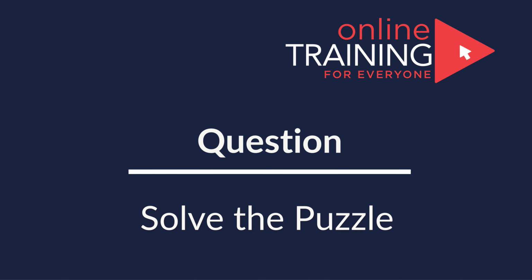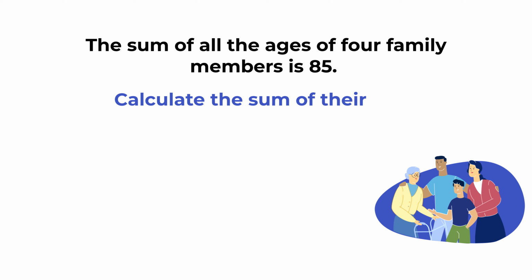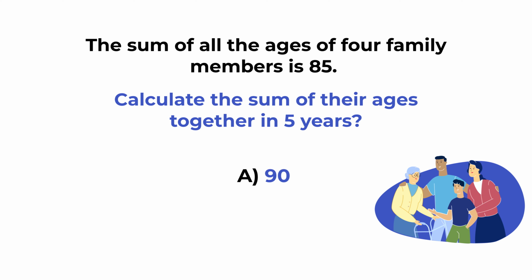Here's the puzzling question that you might frequently see on the test. The sum of all the ages of 4 family members is 85. What would be the sum of their ages together in 5 years? And you're presented with 4 different choices. Choice A, 90. Choice B, 95. Choice C, 100. And choice D, 105. Do you see the answer?